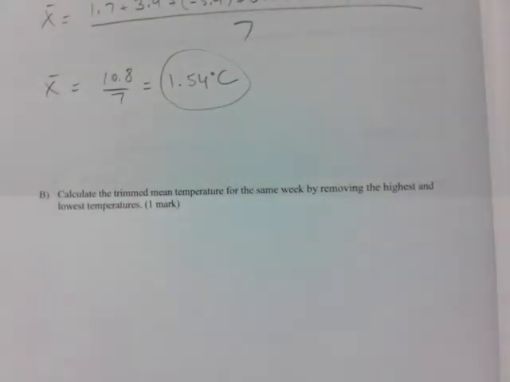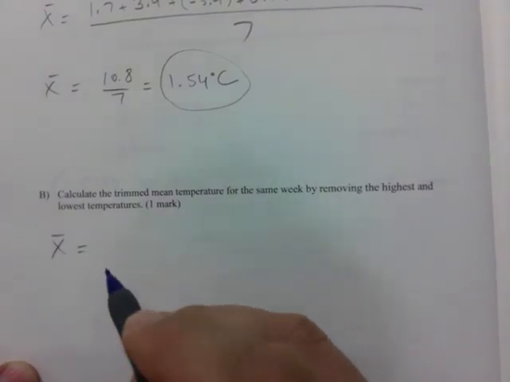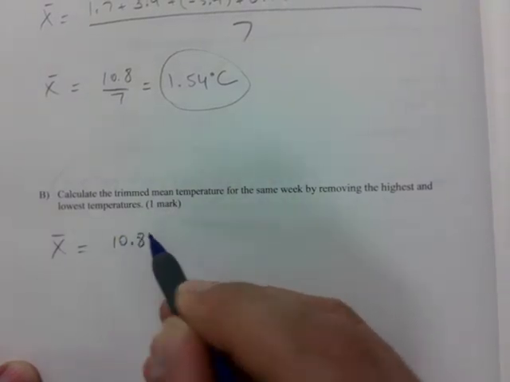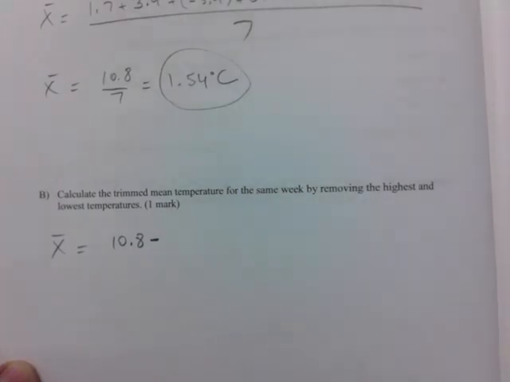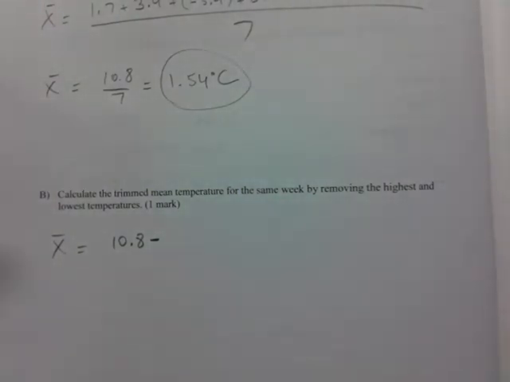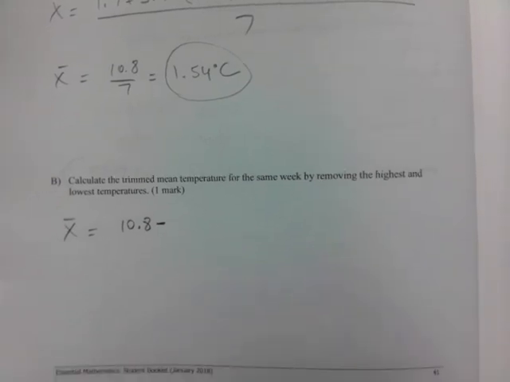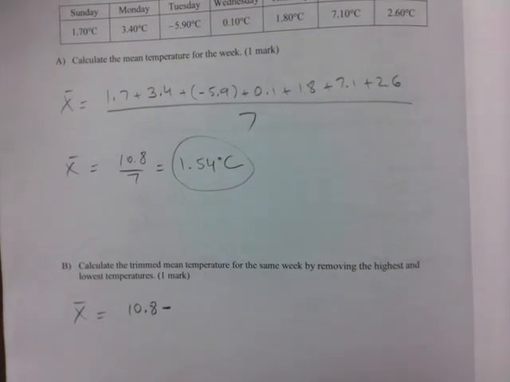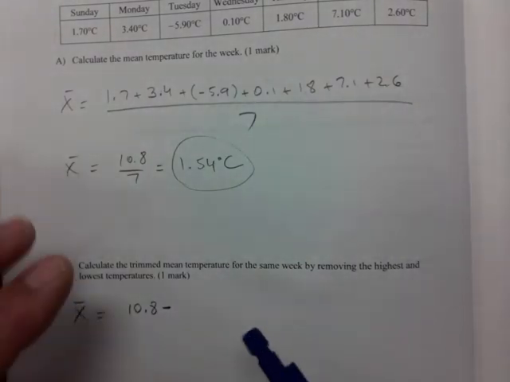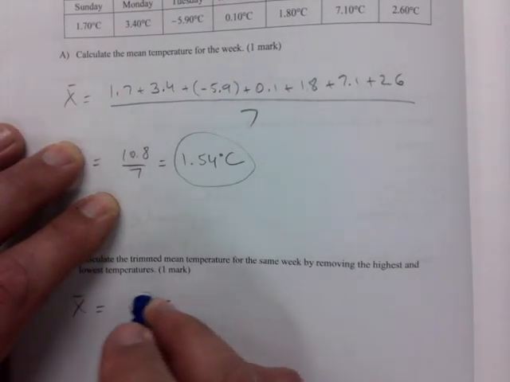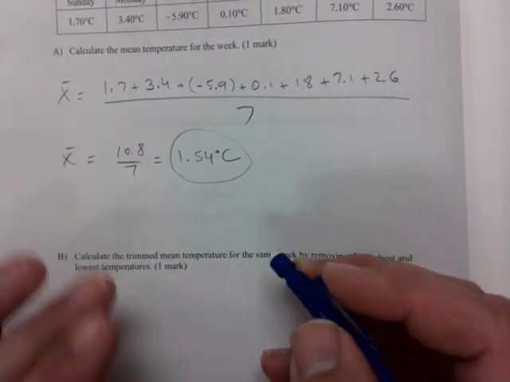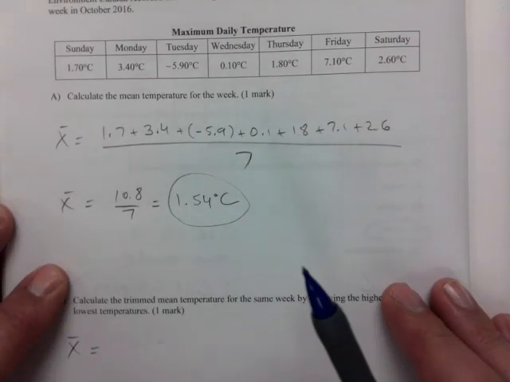Next, calculate the trimmed mean temperature for the same week by removing the highest and the lowest temperatures. So this is my trimmed mean. So what I will do is I will take the 10.8 and I will subtract. Oh, here you have to be careful. You're going to subtract, or how about, I'll do it a different way. I was going to subtract the 2 that I'm removing, but instead, this is going to be the safest way to do it. I'm going to go up here.